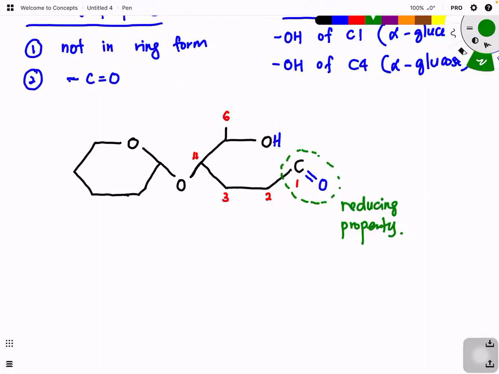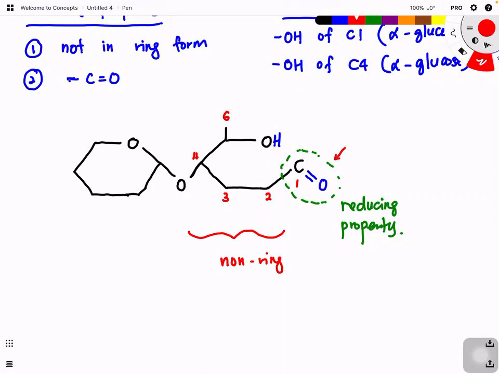Can you see that? Non-ring, right? This is a non-ring structure already, and it exposes the carbonyl group. So therefore, maltose will still have the reducing property. So if you react the maltose with the Benedict reagent, what are we going to have? We're going to see the positive color change.